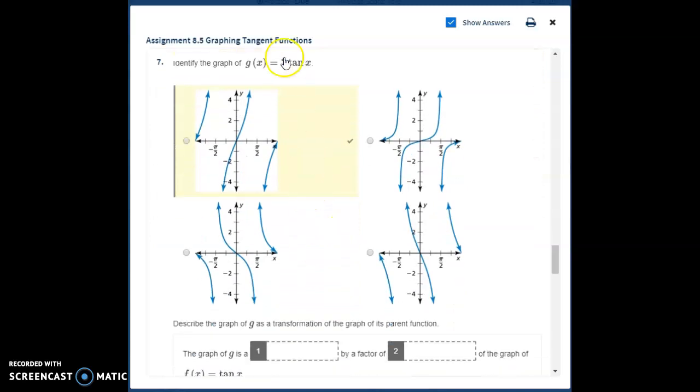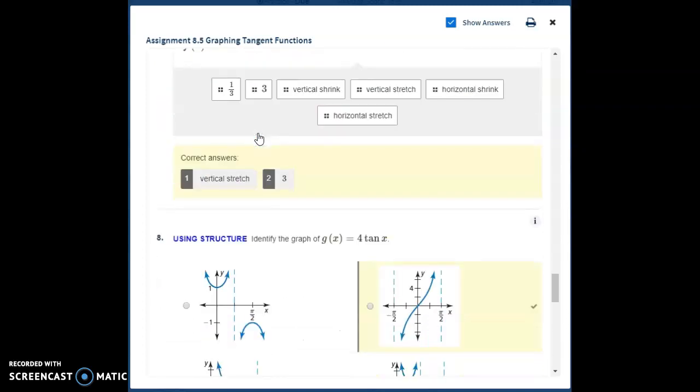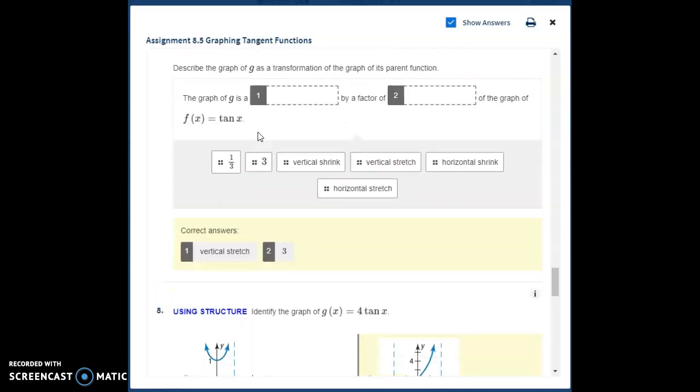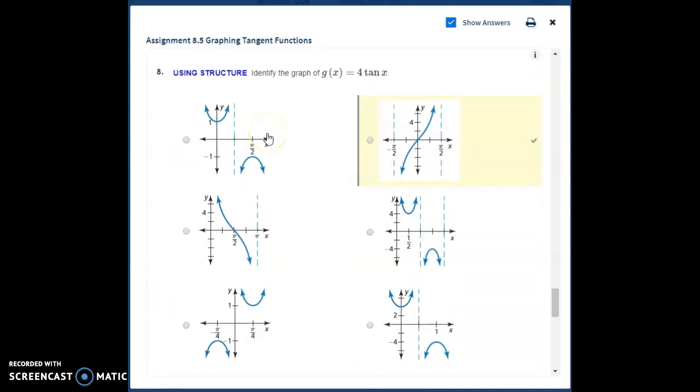Number 7, so this one, 3 tangent of x. So first off, I'm going to notice this is a tangent, this is a tangent. These two are negatives, or inverses, so we're not going to use those. And it has a vertical stretch of 3, where this one is over 1 up 3. This one is over 1 up 1/2. So it is definitely that first one there. And it is a vertical stretch of 3. That's where the 3 came from.